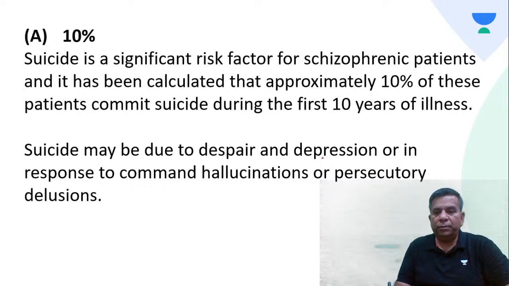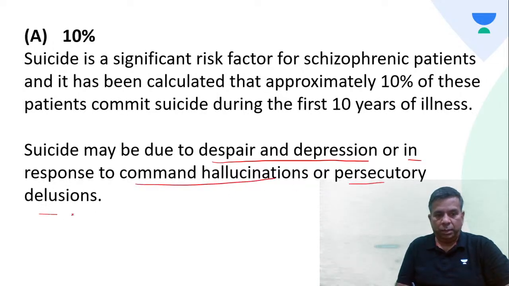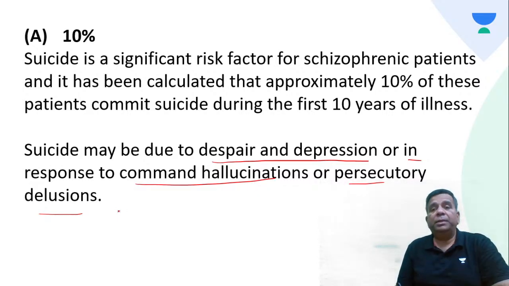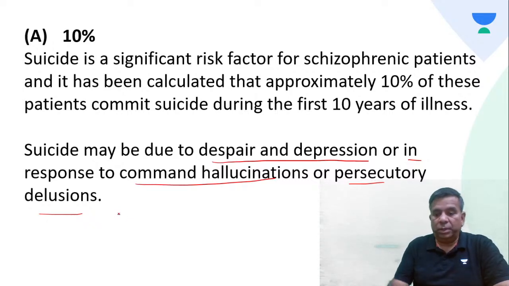The reason for suicide is despair and depression due to the illness, or in response to command hallucination or persecutory delusion. It may be depression in schizophrenia, thinking that I have become schizophrenic, it's a bad illness, what will happen to my life, or it is because of command hallucination or persecutory delusions.